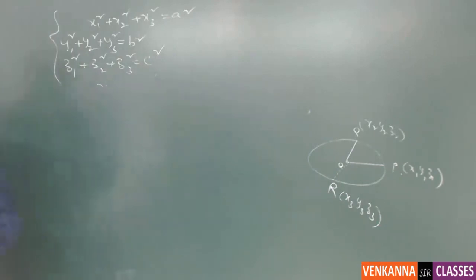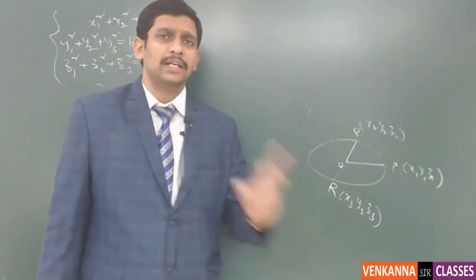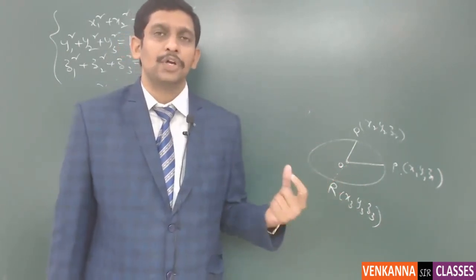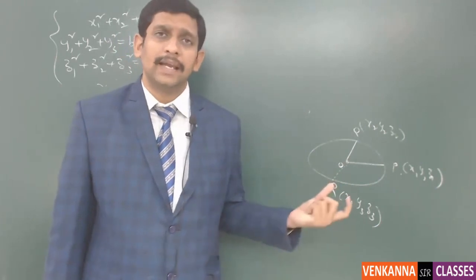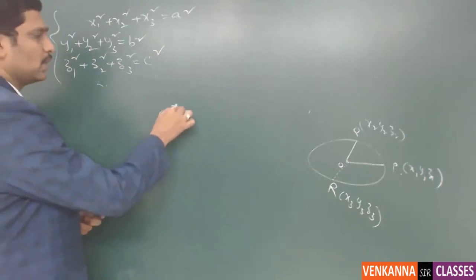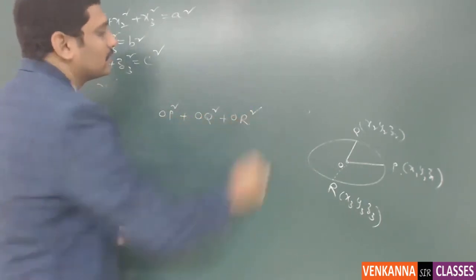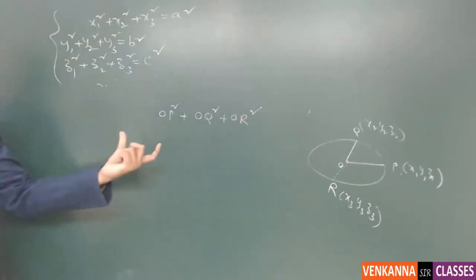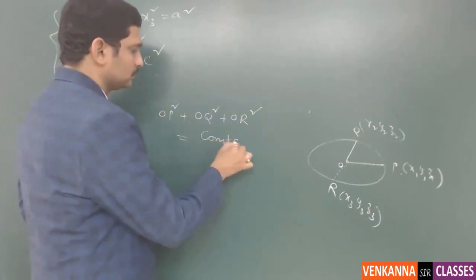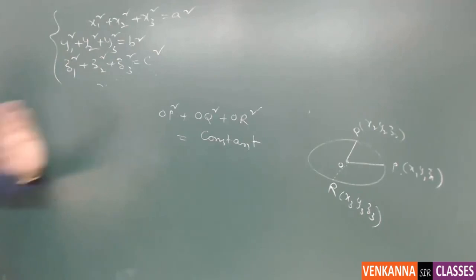So one interesting property is, yes, we have taken 3 conjugate semi-diameters. If you consider their sum of the squares, it is nothing but OP square plus OQ square plus OR square. If you consider this value, it is nothing but a constant. It is very easily verified. How?